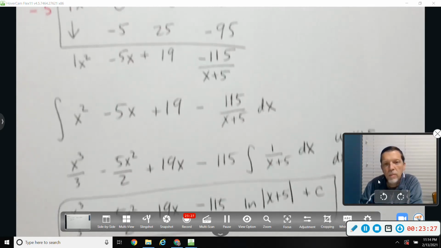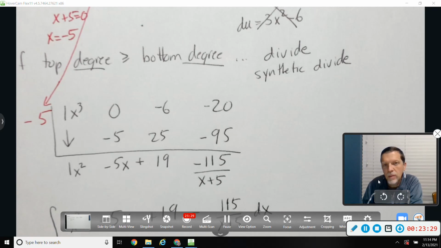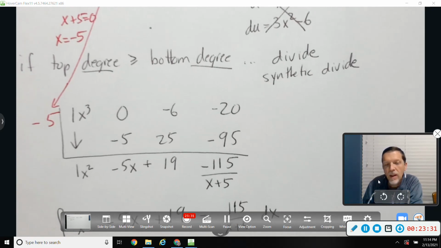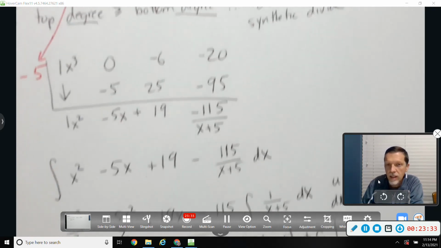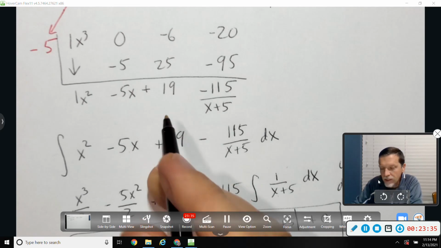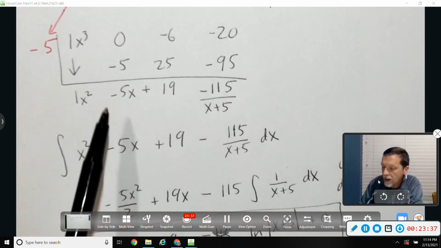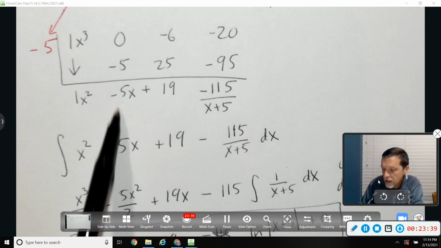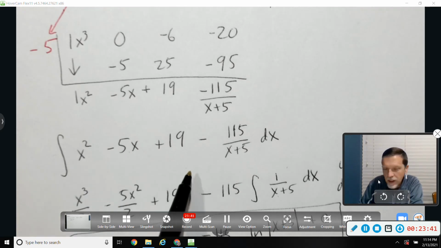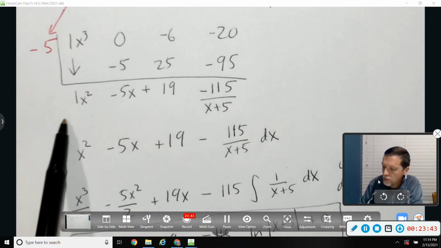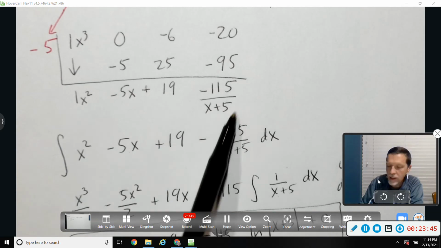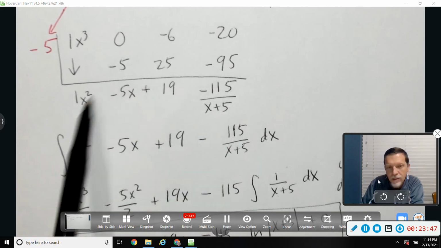But again, the big point of that one is if the top degree is bigger than the bottom degree, you have to synthetic divide. And then don't forget to integrate your answer, because all you're doing by synthetic dividing is rewriting. You're doing algebra first, and then don't forget to do the calculus. This is a place where some people stop here like, oh, there's my answer. Like, no, that's what you now need to integrate.